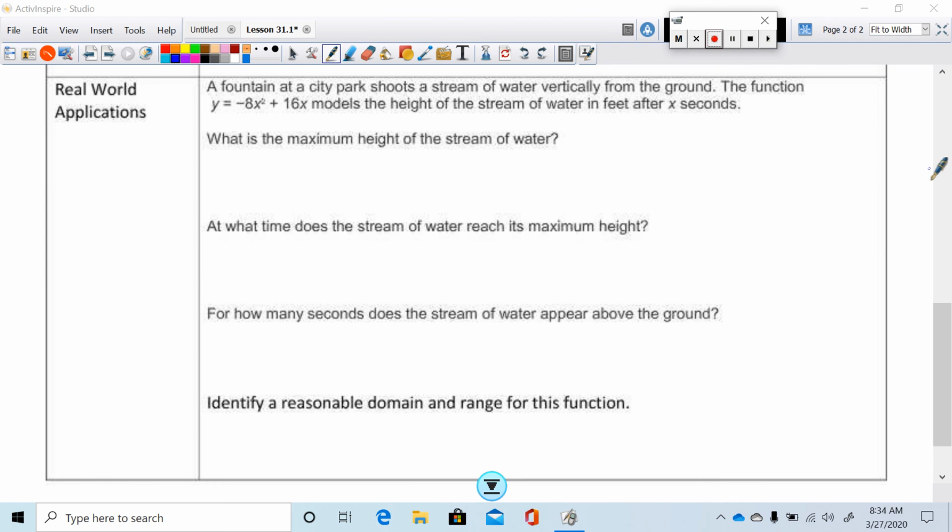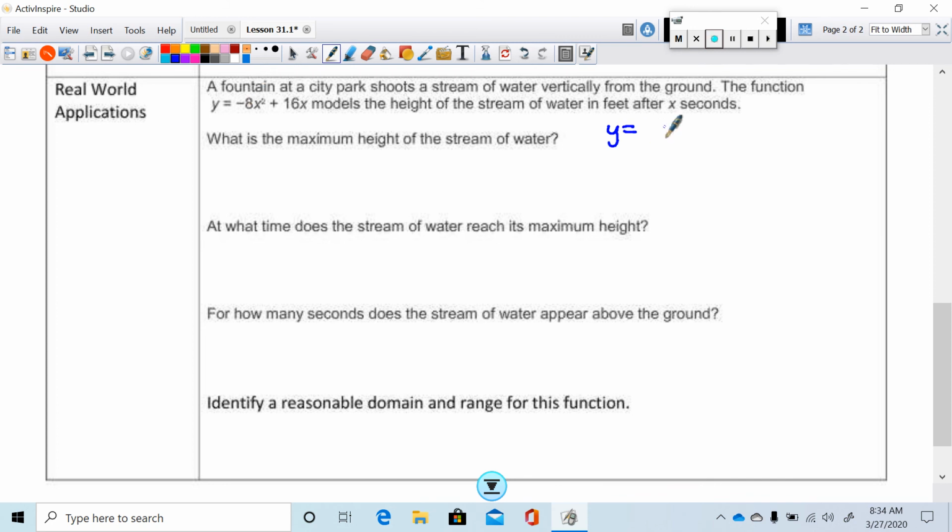This real-world application is going to apply what we just learned. A fountain at a city park shoots a stream of water vertically from the ground. The function y equals negative 8x squared plus 16x models the height of the stream of water in feet after x seconds. What is the maximum height of the stream of water? So the first thing I'm going to do is go ahead and find the x-intercepts or the zeros or the roots. It's called the same thing, and it's what we've been doing.